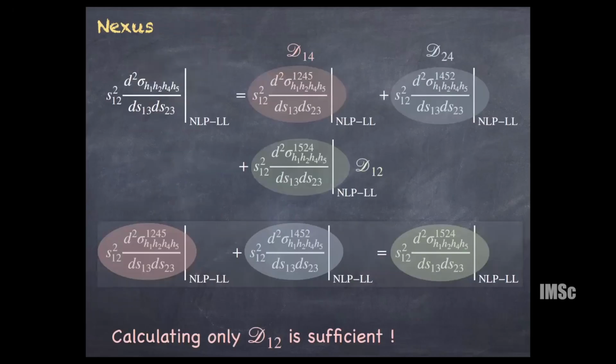D12 means I am shifting 1 and 2 in the non-radiative amplitude. I have three gluons here, right? So I can make three dipoles. Any two of those three. I have to assign momentum to each dipole, because the shifting means I am shifting the momenta.